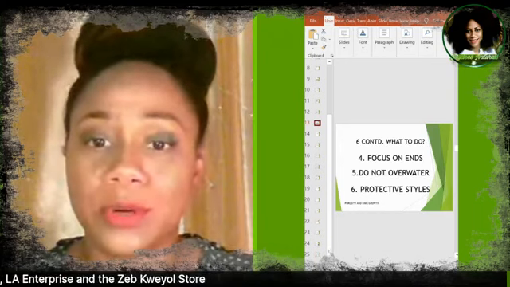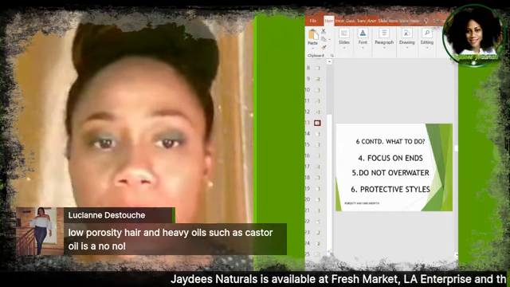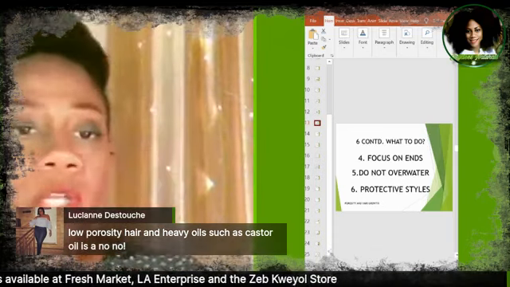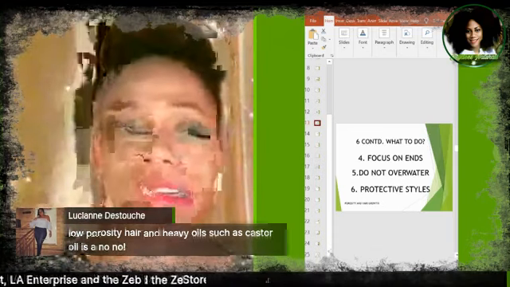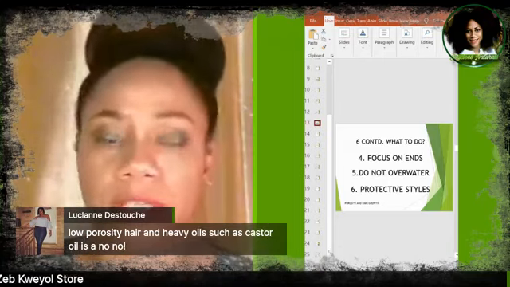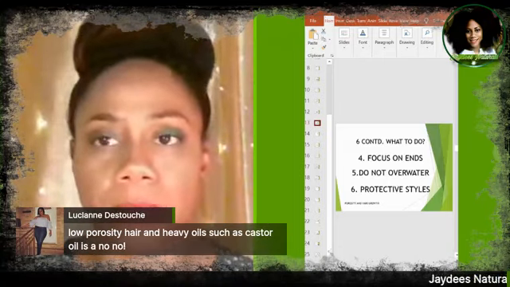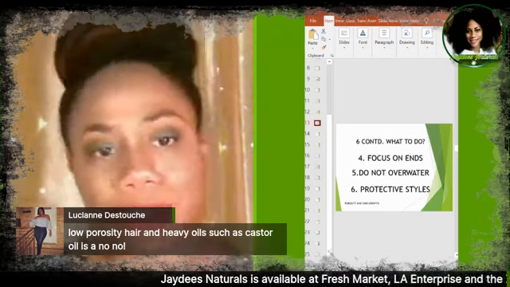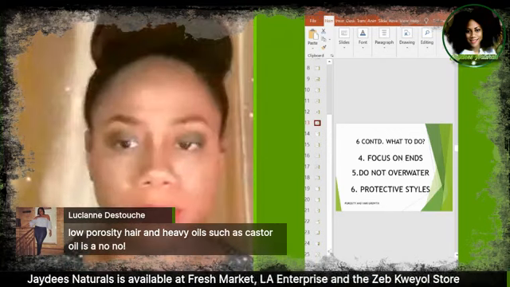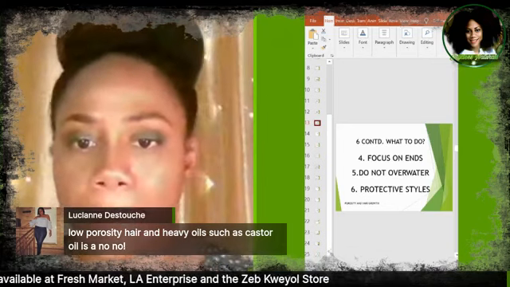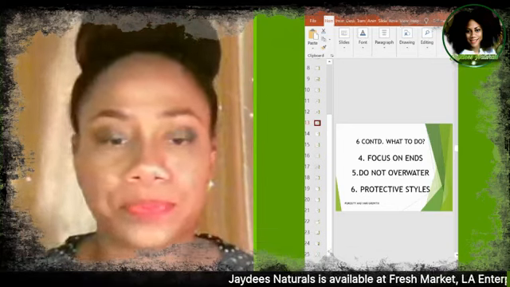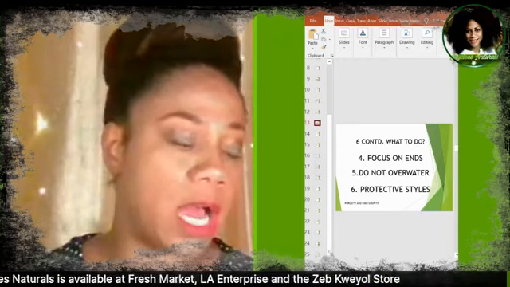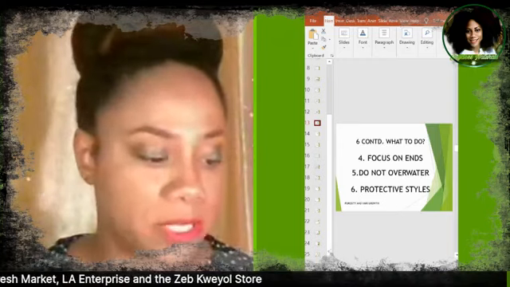So castor oil and low porosity is a no-no. I said heavy oils and heavy butters are not good for low porosity because it just sits on your hair, causes product buildup. It gets hard, gets crusty, and your hair just looks lifeless. Okay, so yes, Lucian. Okay, so we've gone through everything for low porosity hair.